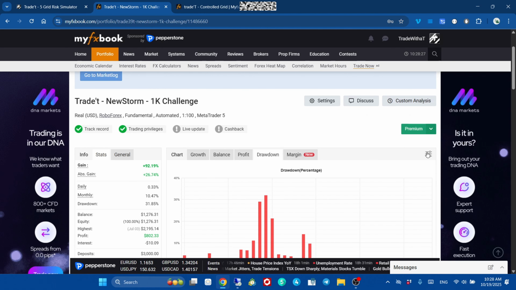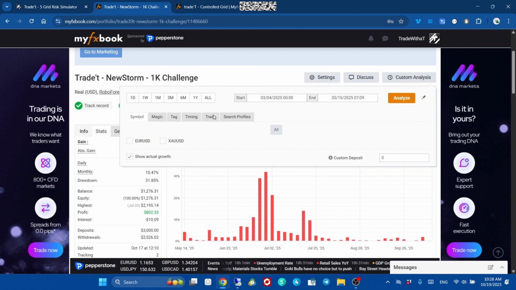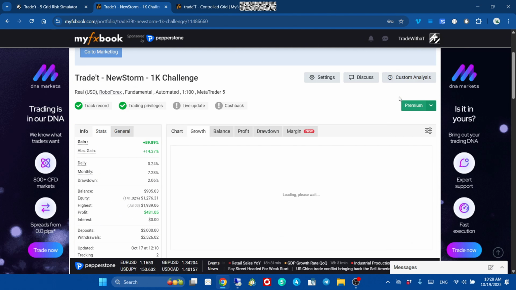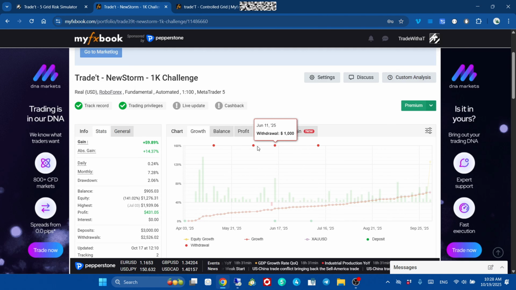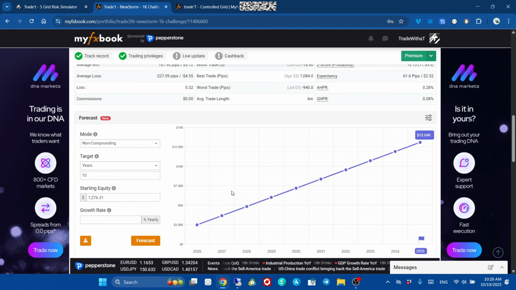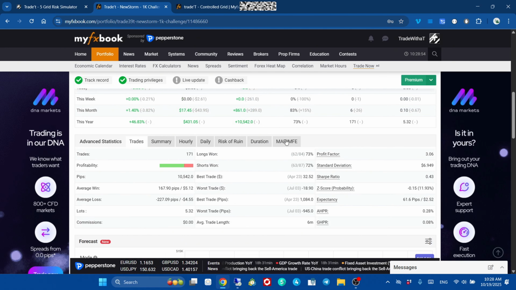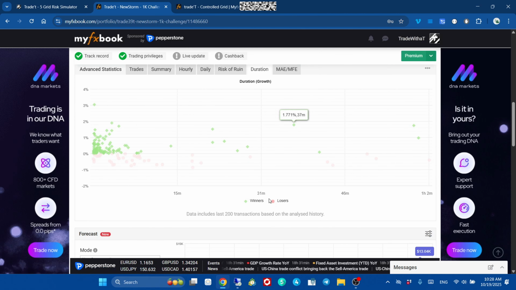In my FX Blue, you can just go to the custom analysis. You can go to gold, and you can analyze. This will give you just the gold graph. On the gold graph, you can see you don't have really drawdown, almost nothing. And what I was interested in showing you is this one, duration. So you have really small duration. Little trades are up to 1 hour, but most of the trades are closed in the 50 minutes.